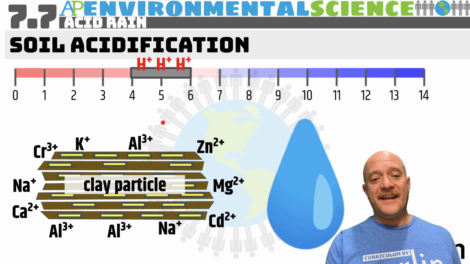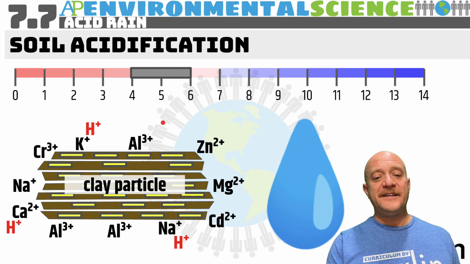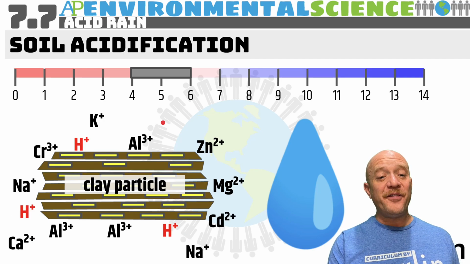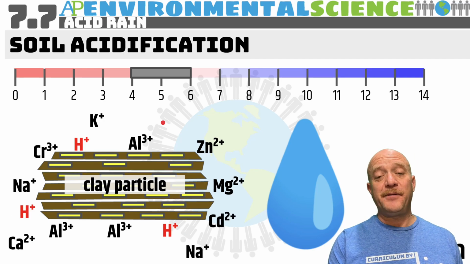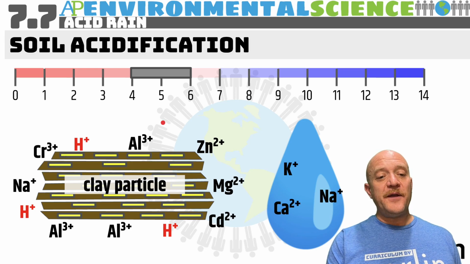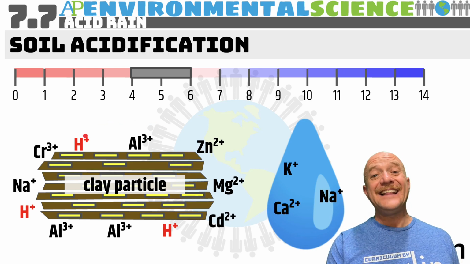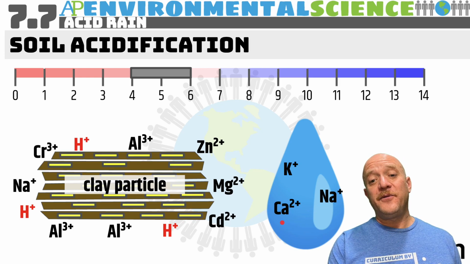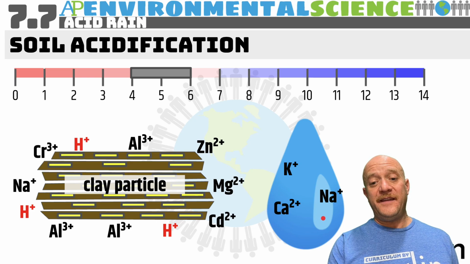Now, the other thing that can happen if you have acidified soil is these hydrogen ions can take the place of these healthy ions, these nutrients that plants so desperately need. So if the soil is highly acidified, these hydrogen ions will bind to the clay particles and push out these beneficial ions like potassium, sodium, and calcium. And they will be water soluble, and they will wash away with the excess runoff.